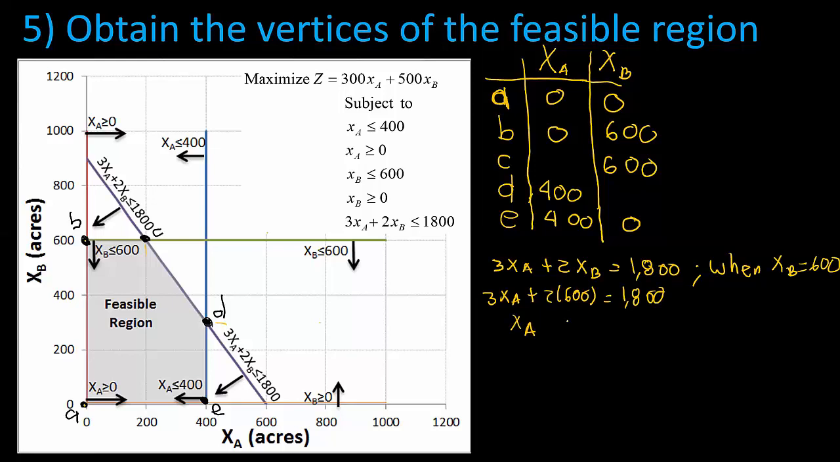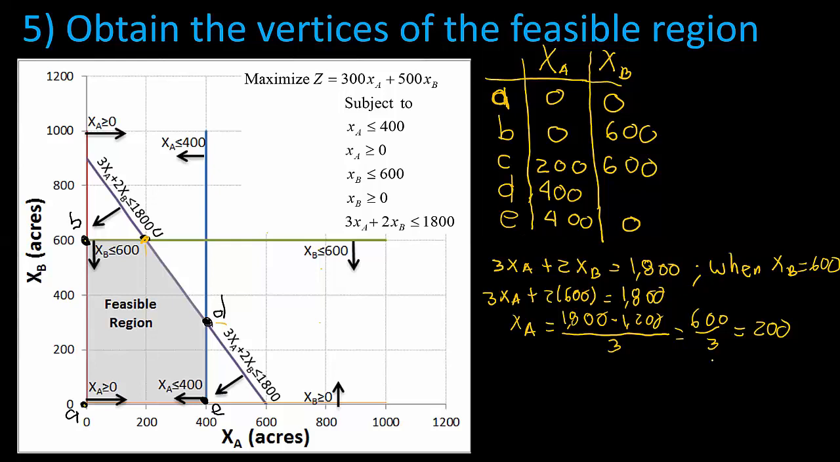XA will be equal to 1800 minus 1200 over 3. 600 over 3 equal to 200. And again, we kind of have a hint that this was 200, so that's what I'm putting in here. And the next one will be to do the same, but now when XA is equal to 200.